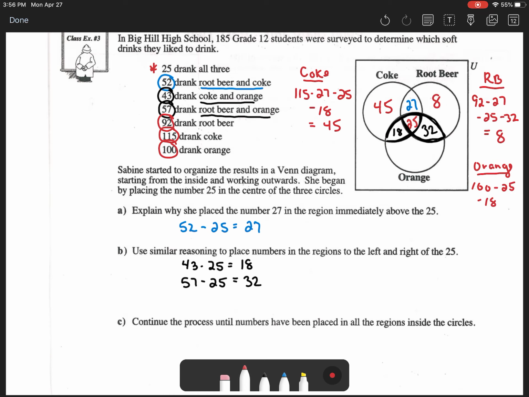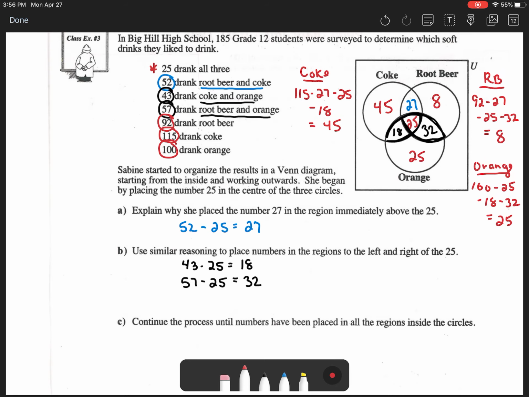And then very similar for orange here on the side. The number of students that had orange, it says 100 drank orange. But again, I have to subtract the 25 that drank all three, the 18 that had orange and Coke, and then the 32 that had root beer and orange. And when you do that, you will get 25. So there you go.